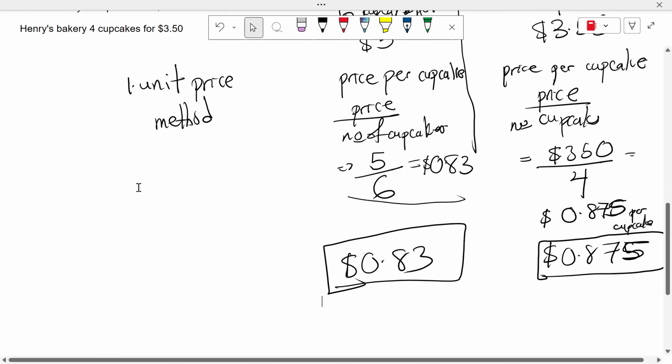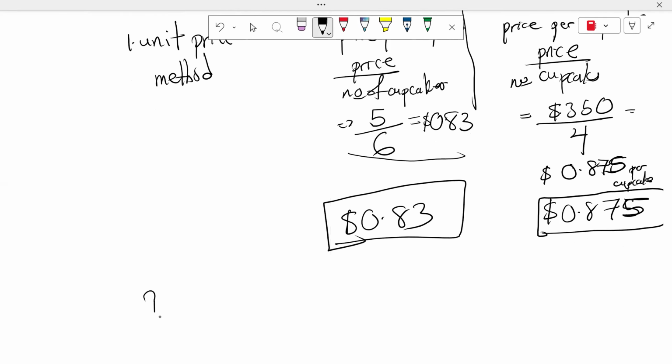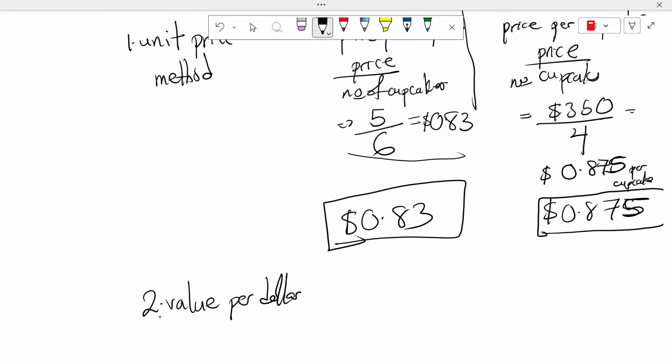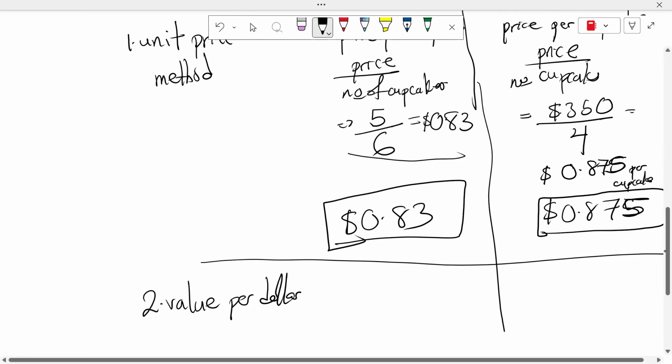Let's also try the second method. We'll definitely get the same answer. So I want to know the value per dollar. So we just have to turn it upside down. Let me draw a demarcation line. So this will now be the number of cupcakes over the price. So instead of 5 over 6, now we have 6 over 5.